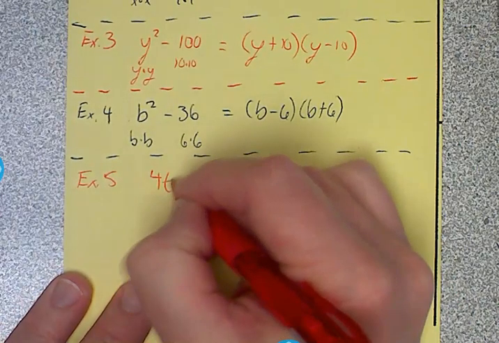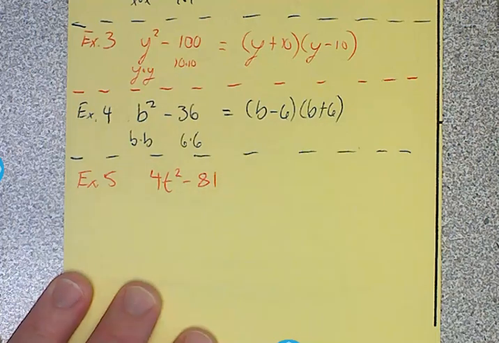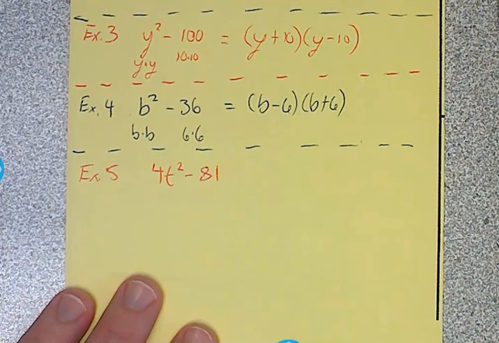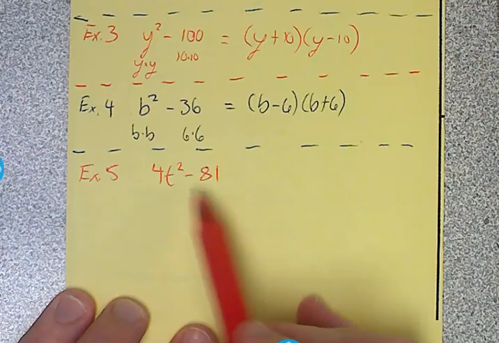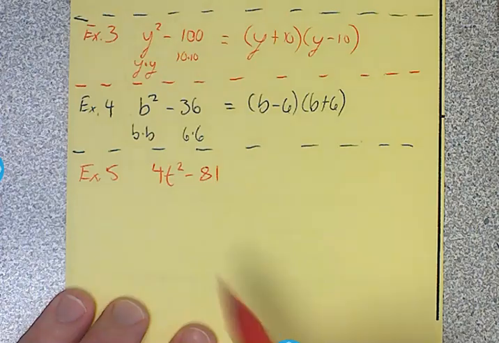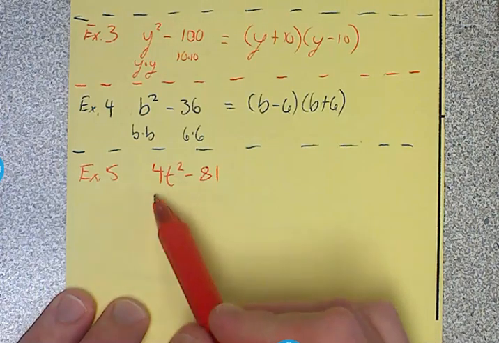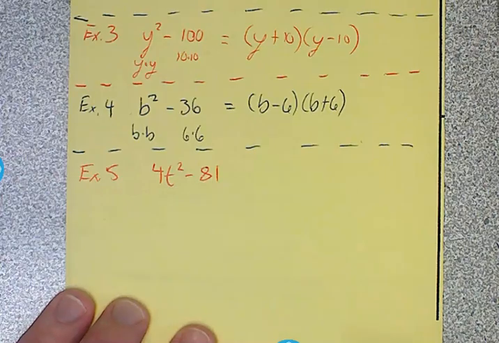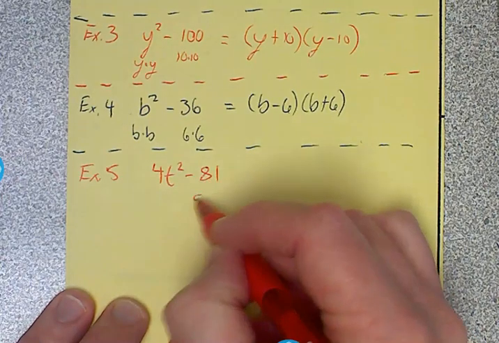Let's do 4t squared minus 81. This one's just a little bit different. Okay. You do have 4 and 81. Now, they don't have a common factor because we can take 4 and make it 2 times 2. 81, there's nothing you can divide by 2, so they don't have a greatest common factor. So 81 would be 9 times 9.